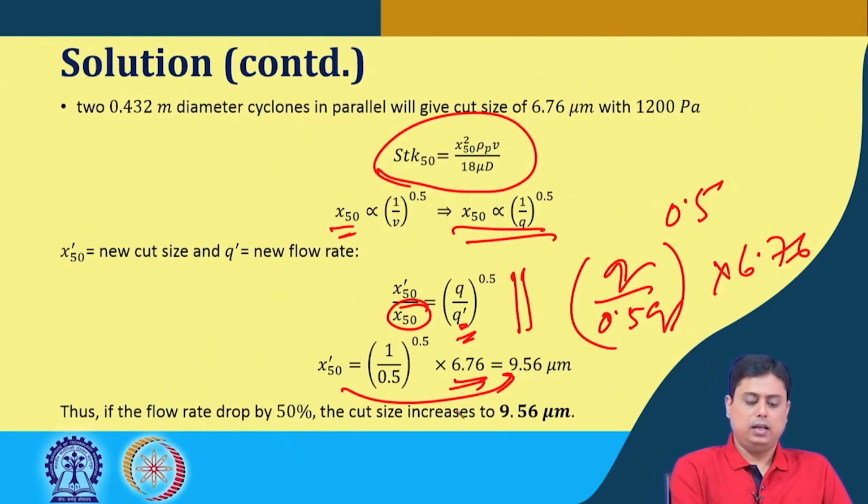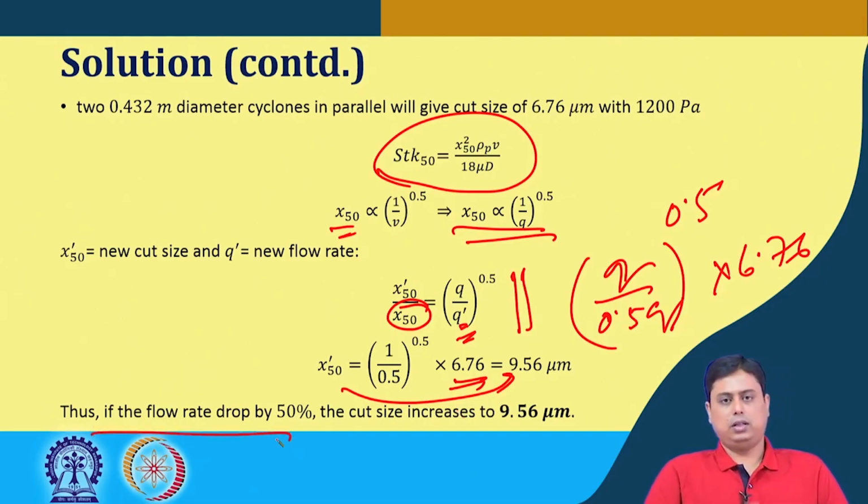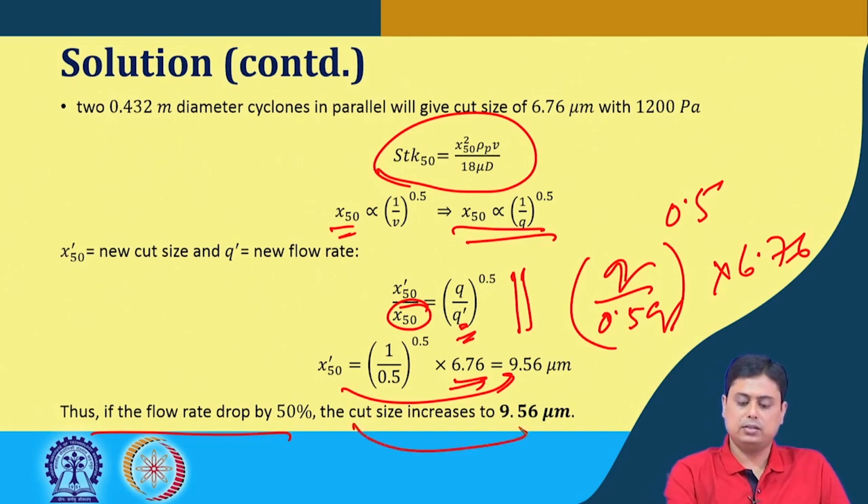That means if the flow rate changes in that identical scenario of having two cyclones of the same family, that means the Euler number and the Stokes numbers were identical, and suddenly the pressure drop goes down to 50%, the cut size increases to 9.56 micron from 6.76 micron.